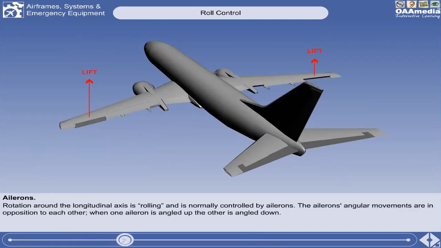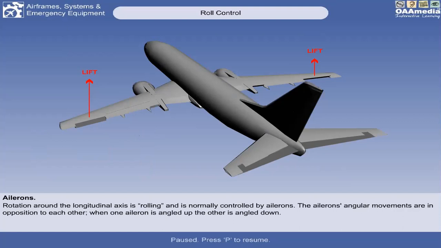The ailerons are flap-type controls, but their angular movements are in opposition to each other. Okay, the movement of the ailerons is opposite to each other, no? Kunwari, ang right aileron mo ay nag-deflect upward. Therefore, ang left aileron magde-deflect downward. So, lagi siyang opposite. Hindi yan parehas, no?